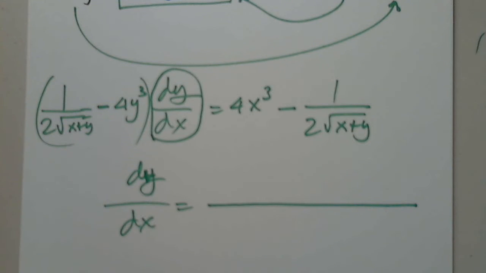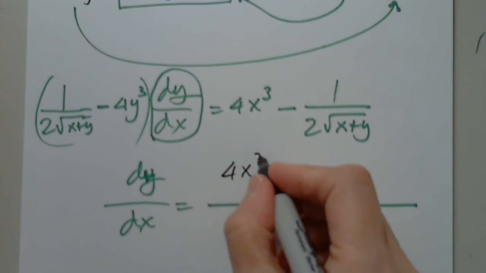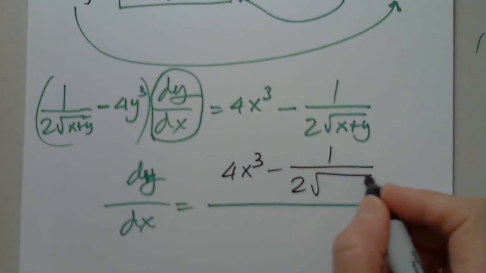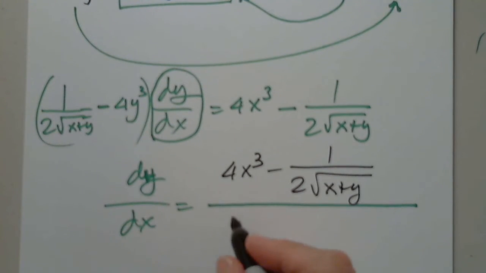Over the entire right side, divided over exactly what it multiplies. Exactly. Thank you very much. So I have 4x to the third minus 1 over 2 the square root of x plus y, over all this.